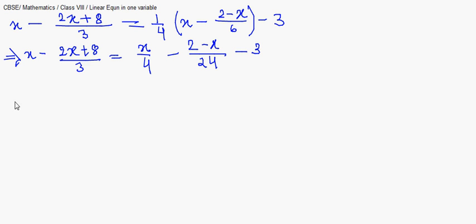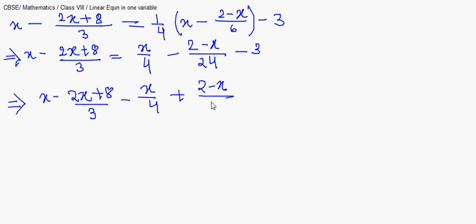We will now be carrying all this x to the left side. See, there is one more way of doing this fraction solutions. You can give all of them a common denominator. This will become plus 2 minus x by 24 as it is changing side, minus 3 will remain on the right as it is.